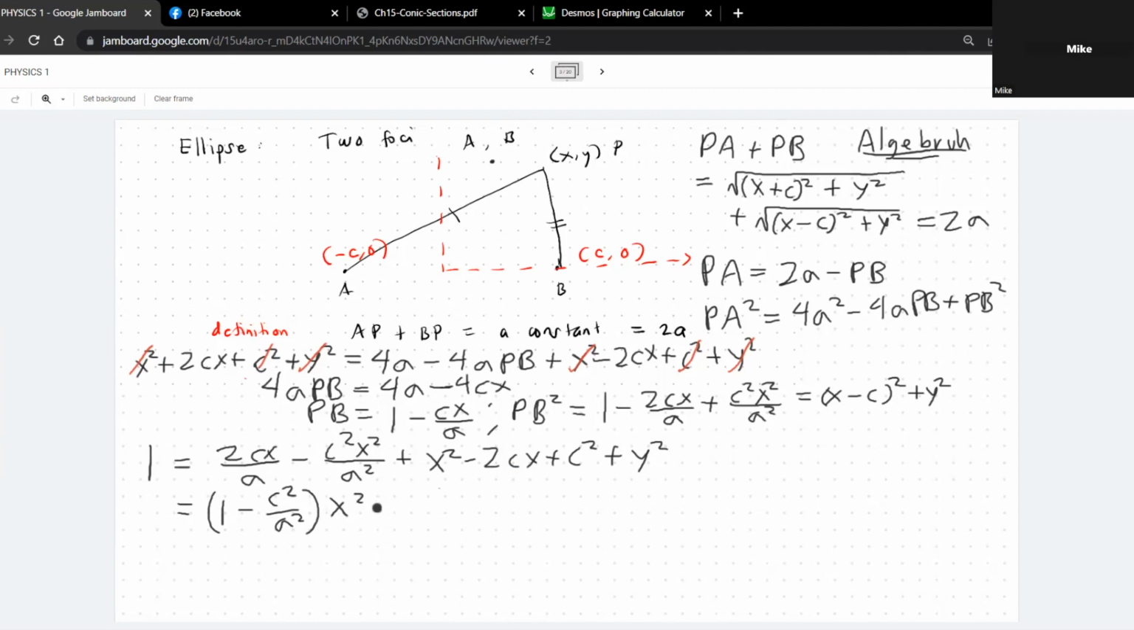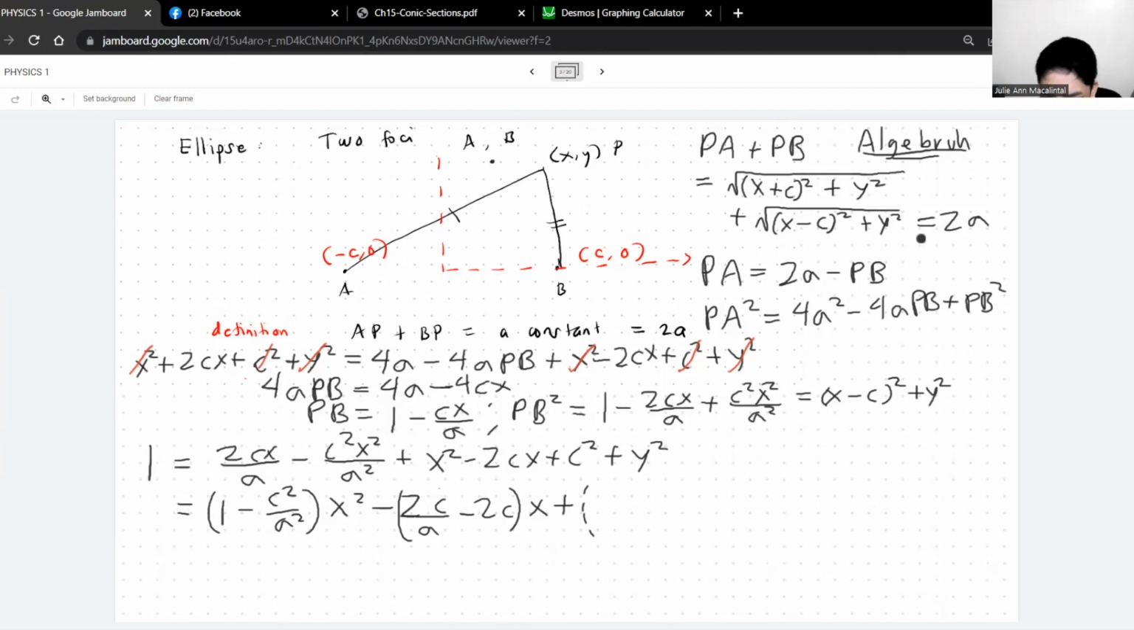Baka, ayun, dapat may magka-cancel yan eh, di ba? 2cx over a. What is, so 2c. Seems. Hala. Wait, so there's an error before that.